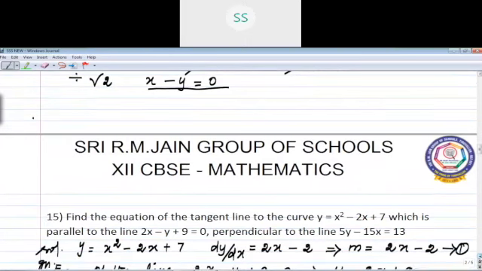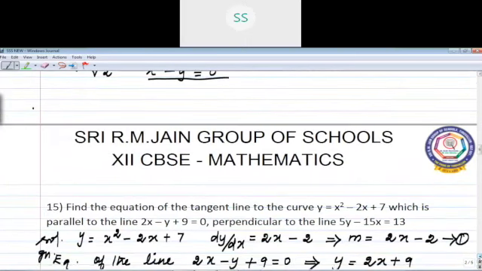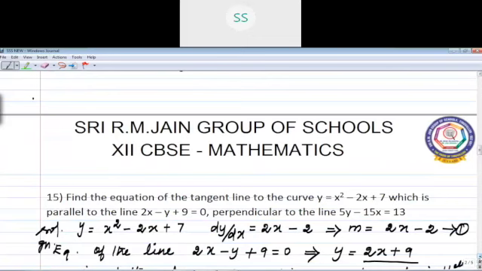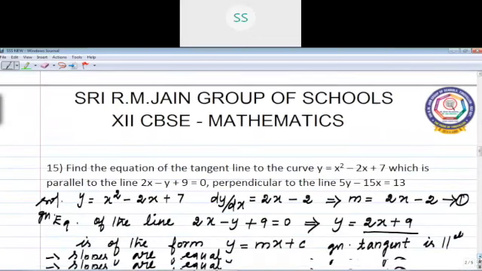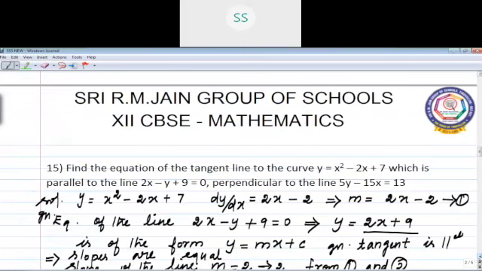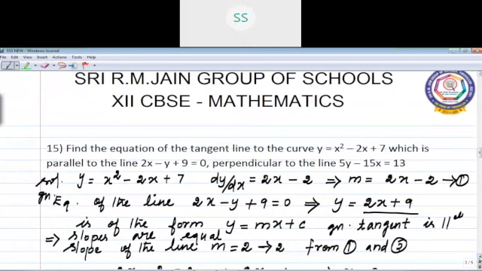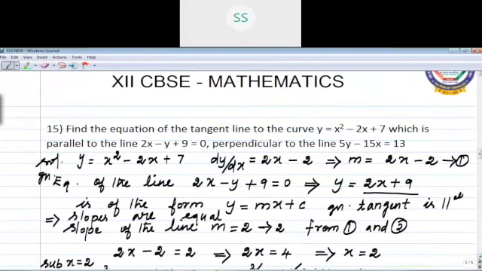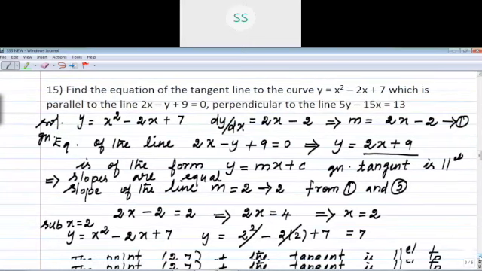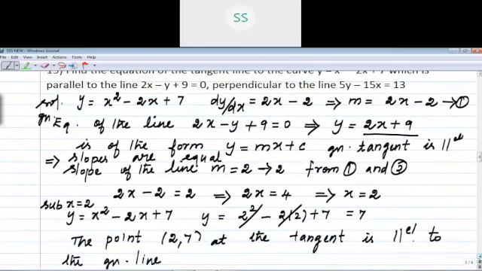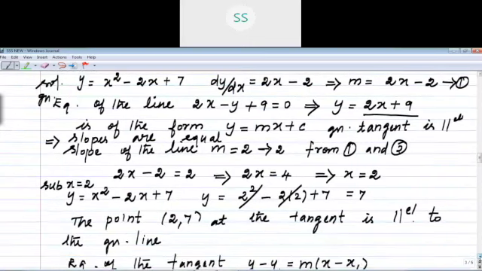Now the next question is, find the equation of the tangent line to the curve which is parallel and perpendicular, right? First, dy/dx is the slope. The equation of the line is given, that you modified in terms of y = mx + c. The tangent is parallel, so slopes are equal. Slope of the line is 2, you equate 1 and 2, x = 2, y = 7. The point (2, 7) is where the tangent is parallel to the given line.